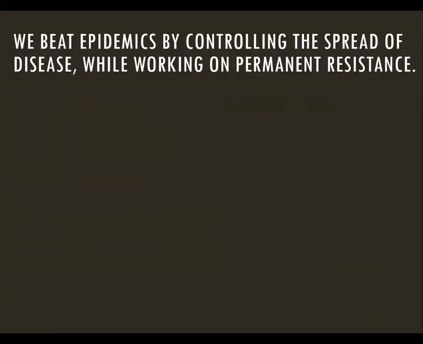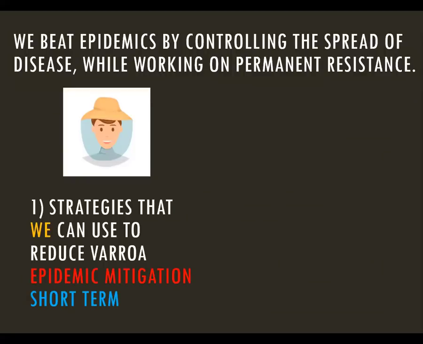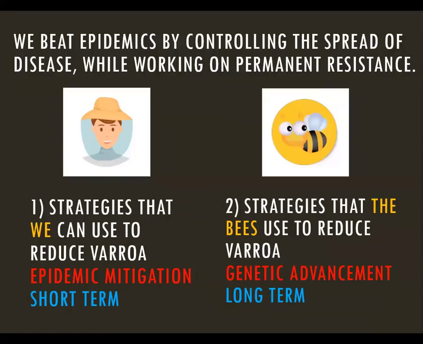So the way that we work with epidemics is by controlling the spread of disease while working on permanent resistance. And anyone that has heard me speak before knows that I am passionate about breeding better bees, so I'm not going to promote that we're doing things that get weak bees. And a lot of people think that if we treat bees for Varroa, then we're making them weaker. And in reality, we've got two things that have to happen for us to get out of this epidemic. So one of them is that as beekeepers, we're doing things that allow us to do epidemic mitigation, meaning we're stopping disease transmission. And that's a short-term thing. And then in the background, there are breeders and there are researchers who are working on strategies that the bees use to reduce Varroa mites. And this is breeding, and this is genetic advancement, and this is the long-term strategy.